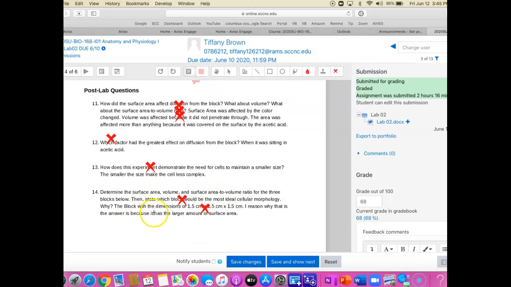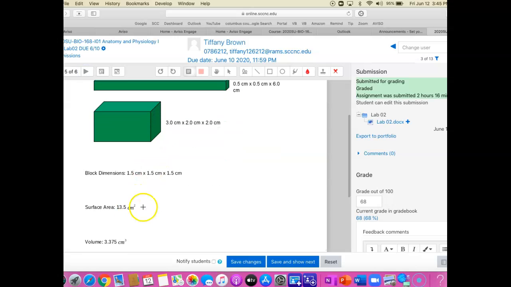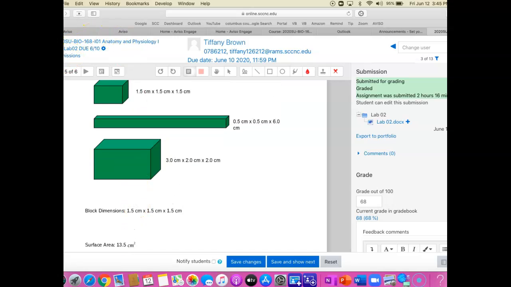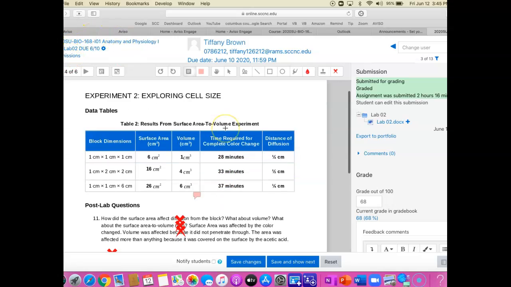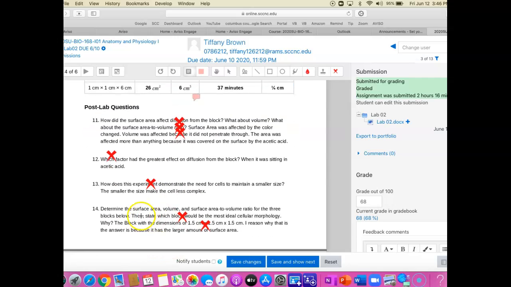And then the last one, the blocks, you answered it incorrectly, but let's go over to this page here, and you are able to do your surface area to volume, which is great. But what about this question here? The question was determine the surface area, the volume, and the surface area to volume ratio. You didn't determine this last thing, the surface area to volume ratio. So you lost 3 points on that.